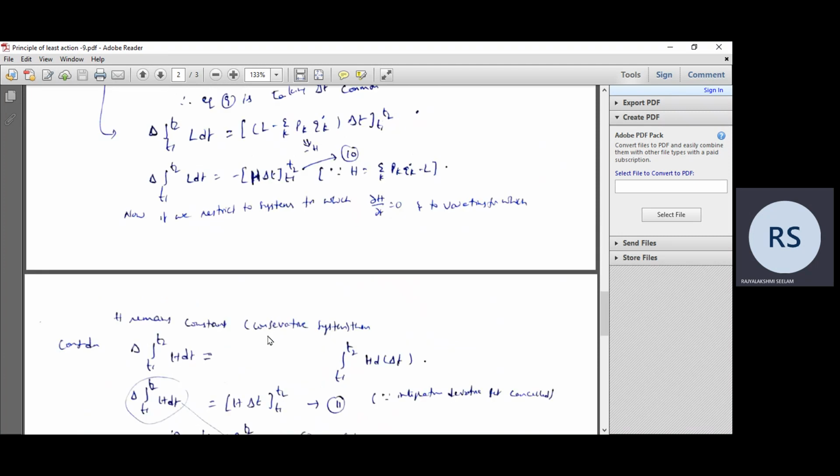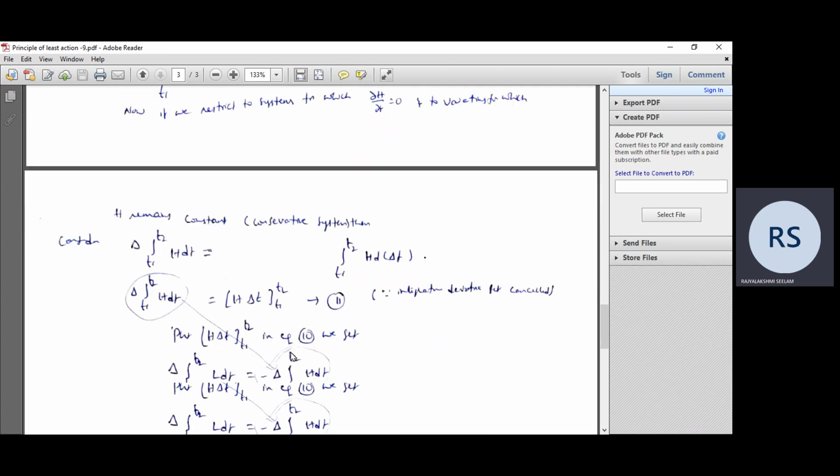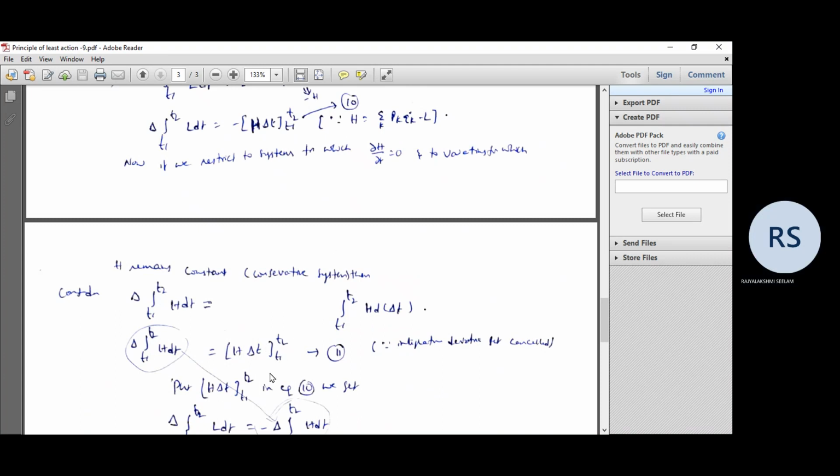So let us see, delta integration t1 to t2 h dt equals h delta t t1 to t2. That means here integration and derivative get cancelled. So if h remains constant, so dou h by dou t equals 0 for the conservative system, here integration and the derivative get cancelled. So h delta t limits t1 to t2. So let us substitute this 11 in equation number 10.